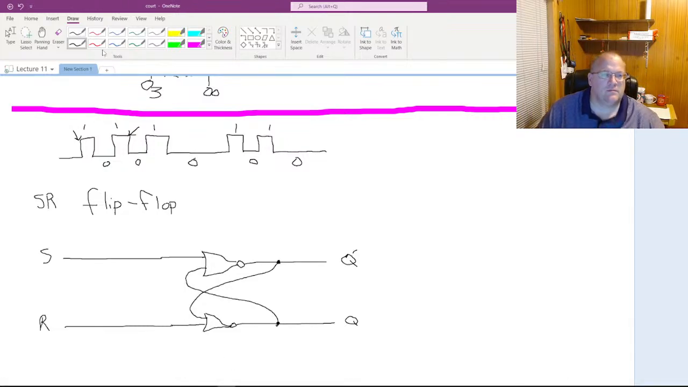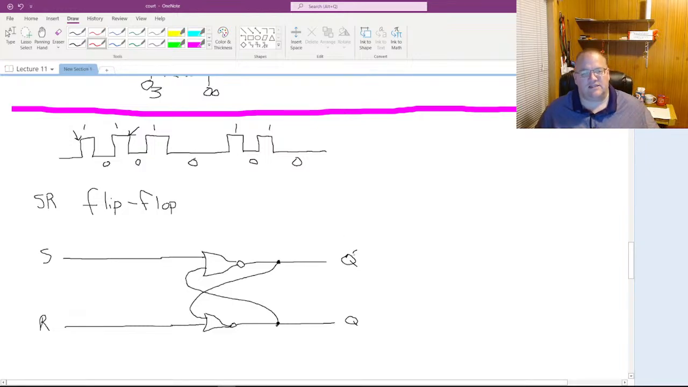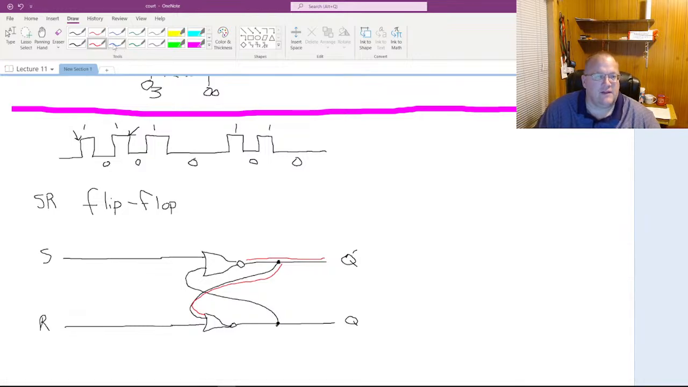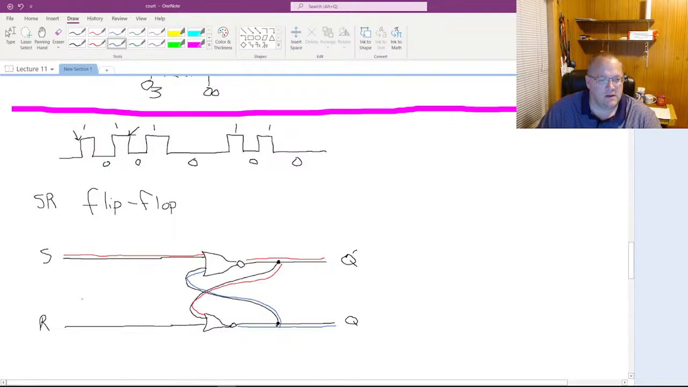All right, so let's look at this and see how it works. Let's assume at the beginning that Q is zero. Then the complement of Q is one. We use red to represent that it's a one or true, and this will be fired up here. And this blue represents a zero. So let's see what happens when we put in a set here. We turn the set on and leave the reset off, because if they're both zero, it just stays the way it is.